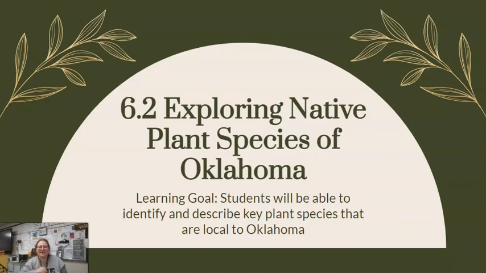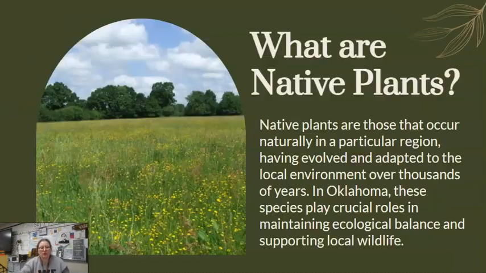All right, welcome to lesson 2 for unit 6. We're going to specifically talk about just a few native plant species of Oklahoma. So the learning goal here is that you'll be able to identify and describe key plant species that are local to Oklahoma. So what are native plants?